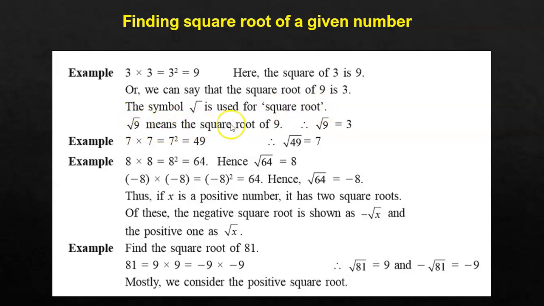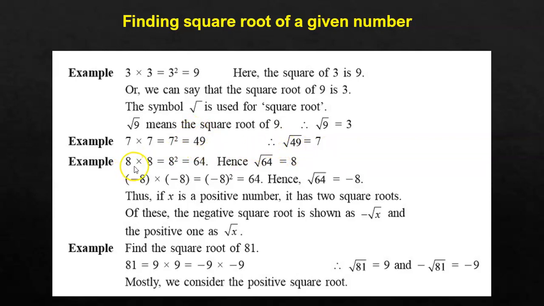This means the square root of 9. So we read this as square root of 9. Therefore, square root of 9 is 3. Next example. 7 multiplied by 7 means 7 raised to 2 or 7 square, which is 49. Therefore, square root of 49 will be 7.